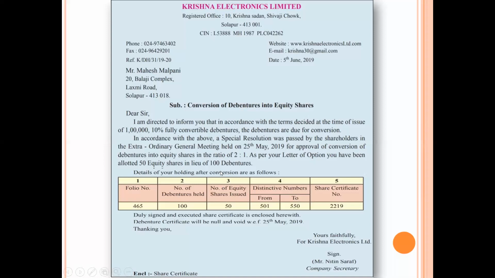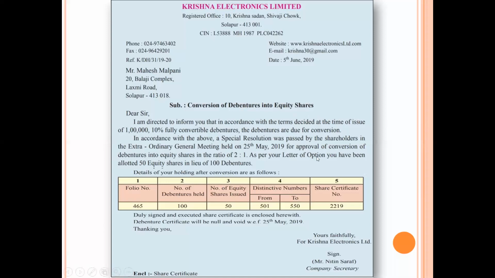So basically class, this is how the letter is written by the secretary. So what the secretary is telling is that he or she is directed to inform that at the time of issue of 1 lakh 10% fully convertible debentures, the debentures were due for conversion. So for this, a special resolution was passed in the EOGM, which was held on 25th May 2019. And what was decided was the debentures will be converted into equity shares in the ratio of 2:1.